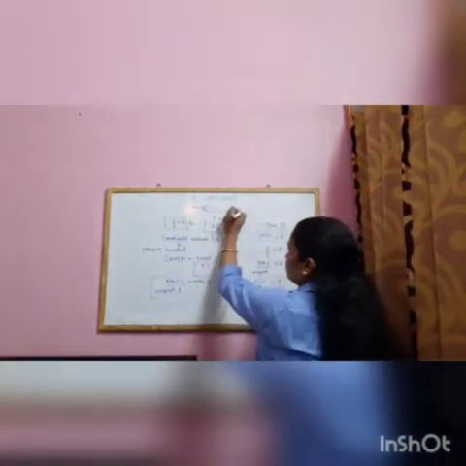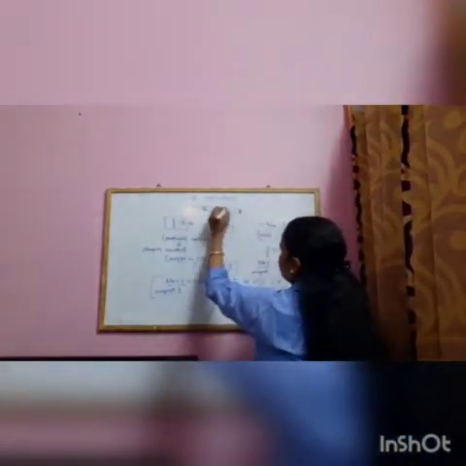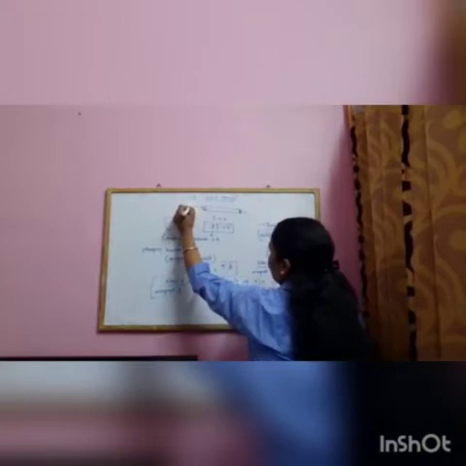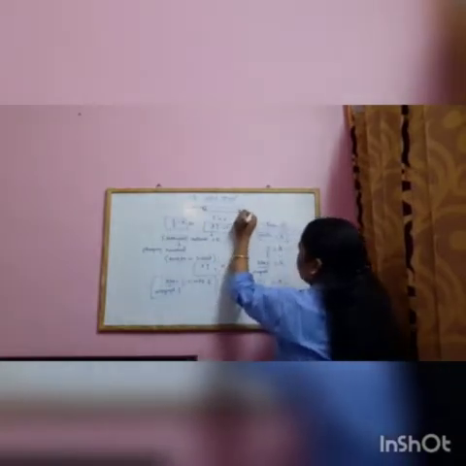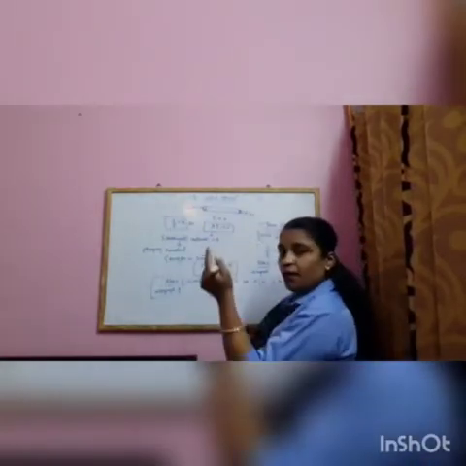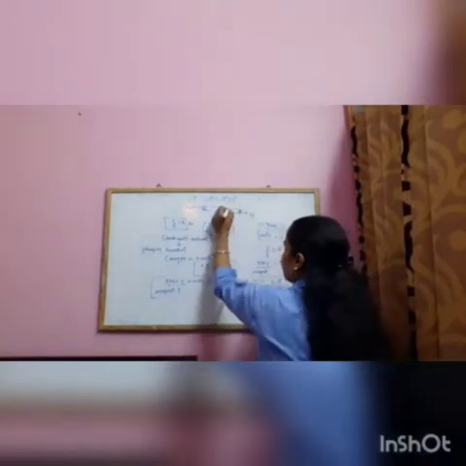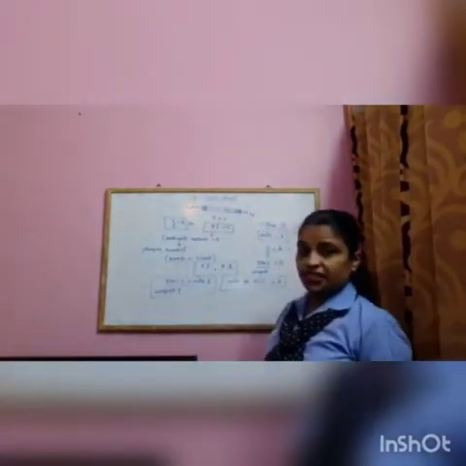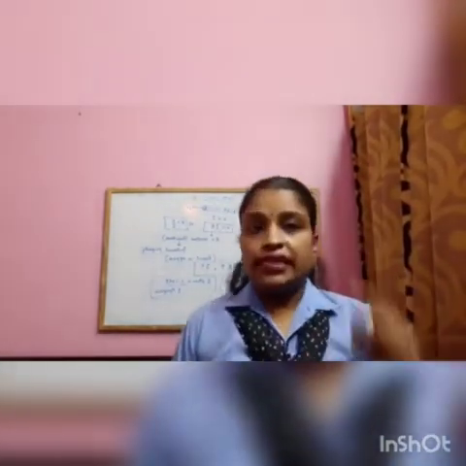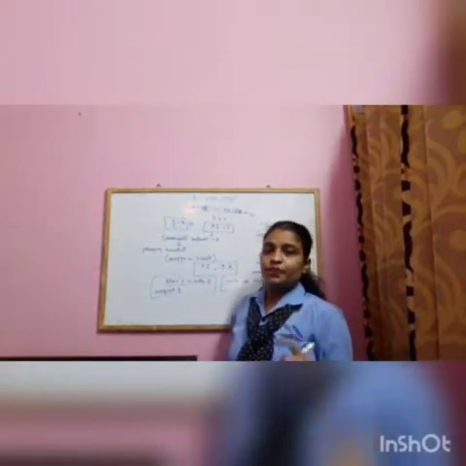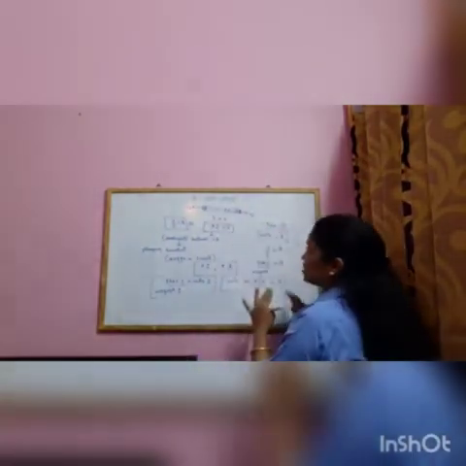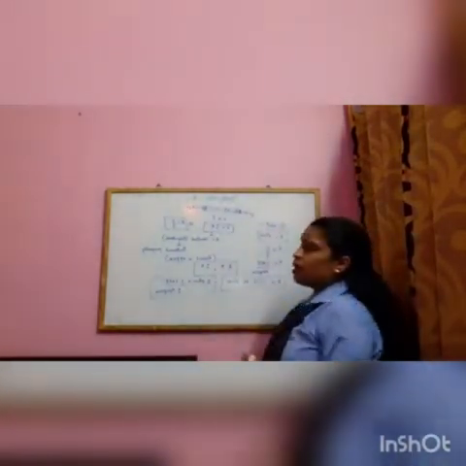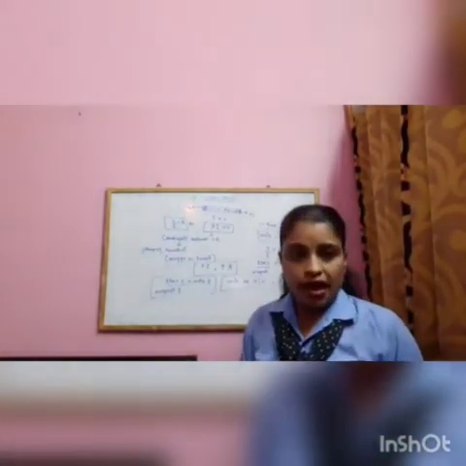For example, see over here, this is a conductor. Across its ends, if I apply 1 volt of voltage, and on applying 1 volt, 1 ampere of current flows inside the conductor, then the resistance there is said to be 1 ohm. In this manner, Ohm has given a relation between V and I.